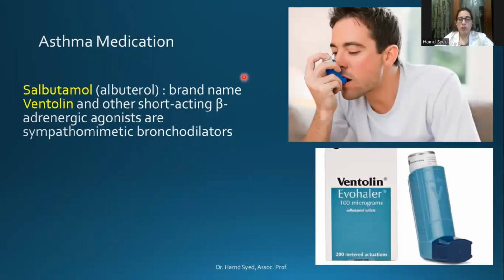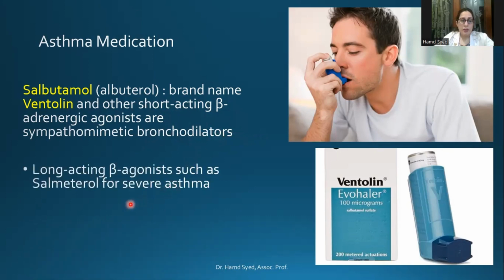The asthma medication which is typically prescribed is salbutamol, that is albuterol, which comes under the brand name Ventolin, and other short-acting beta-adrenergic agonists are given because they are sympathomimetic bronchodilators. As we discussed in the previous slide, the sympathetic nervous system relaxes the smooth muscle within the bronchioles mainly. So sympathomimetics, which means drugs that mimic the effects of the sympathetic nervous system, are prescribed, as they will lead to an increase in the air passageway diameter, that is, they are bronchodilators. The luminal diameter will be increased.